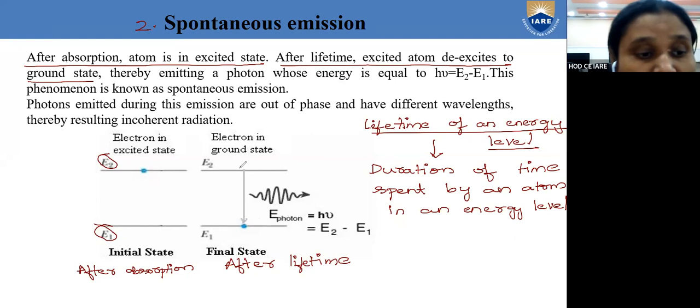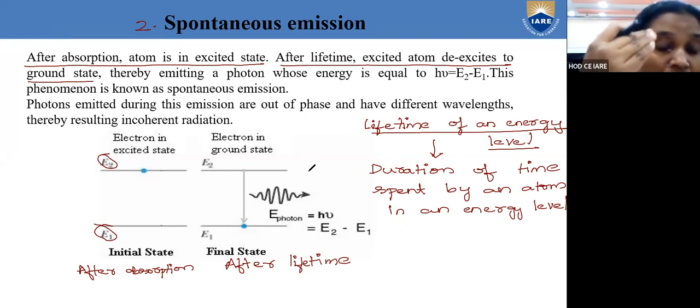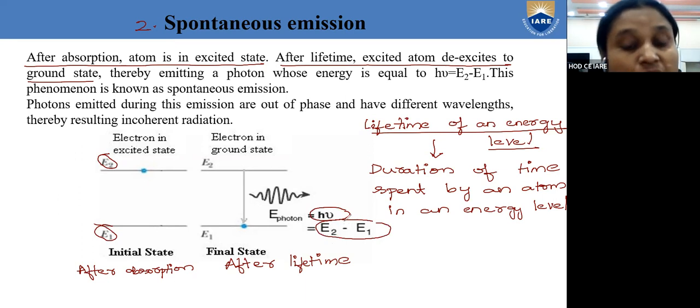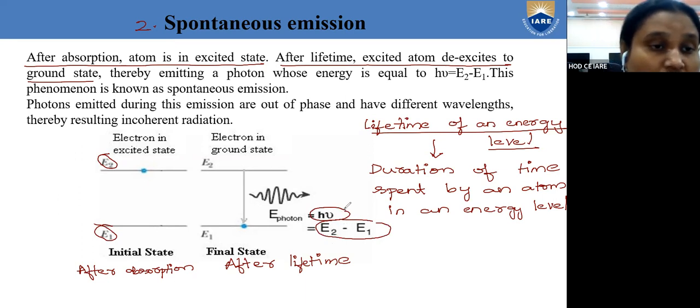Because it is coming from a higher state to a lower state, it will release energy. To make an atom go from lower state to higher state, I need to supply energy. But when an atom comes down from higher state to lower state, it releases energy, and that energy comes out in the form of a photon. The energy of that photon is again h nu, which is equal to E2 minus E1. And this phenomenon is called spontaneous emission.